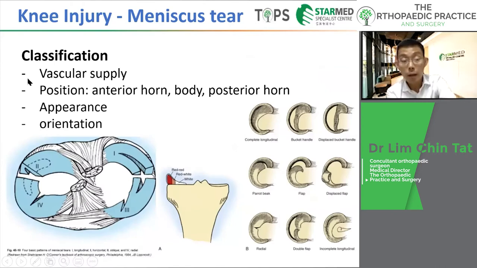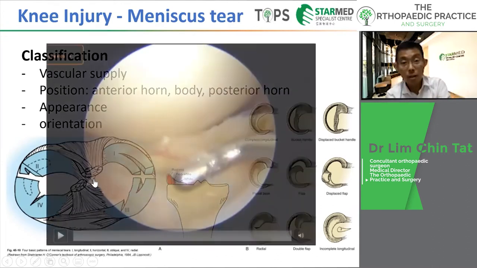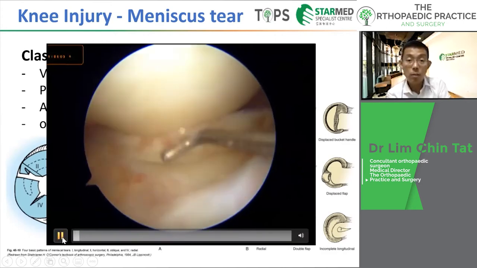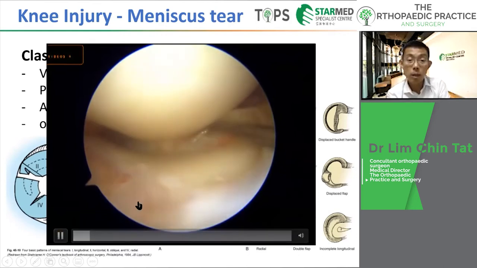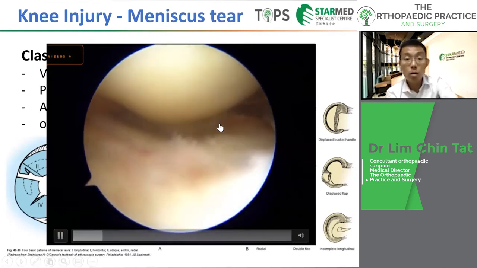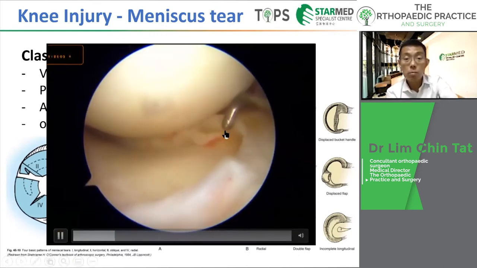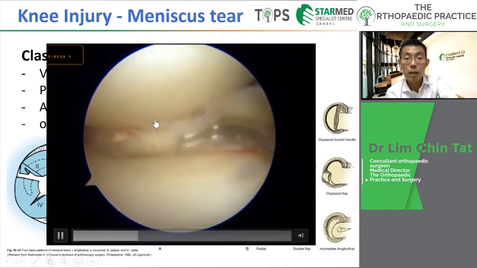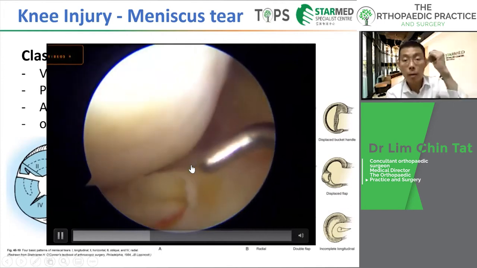So different types of tear, we divide into whether they have good vascular supply, the location of the tear, the appearance, and the orientation. But it's not important, let me show you a video of a meniscus tear. This is a very bad meniscus tear. So you can imagine this meniscus popping in and out. On top is the thigh bone, below is the calf bone. So this patient has a meniscus tear at the back of the meniscus, and this meniscus has been popping in and out. You can see, I push it back, it comes out. I push it back, it comes out.